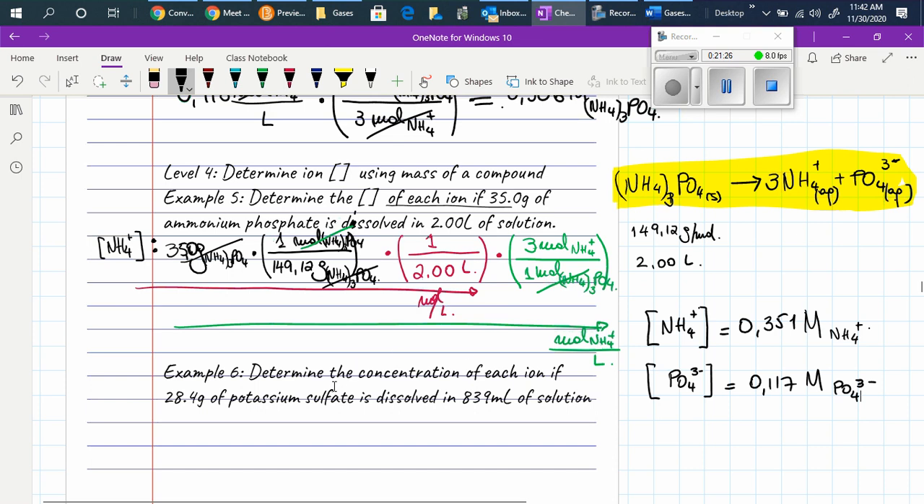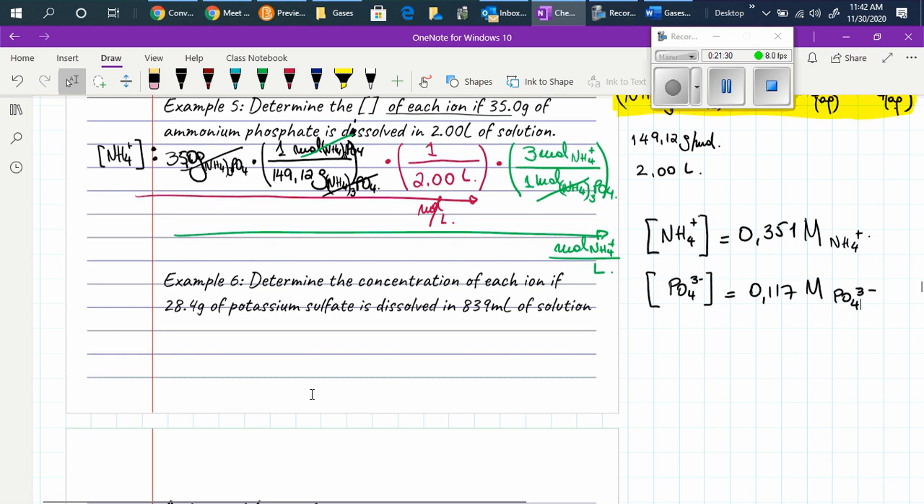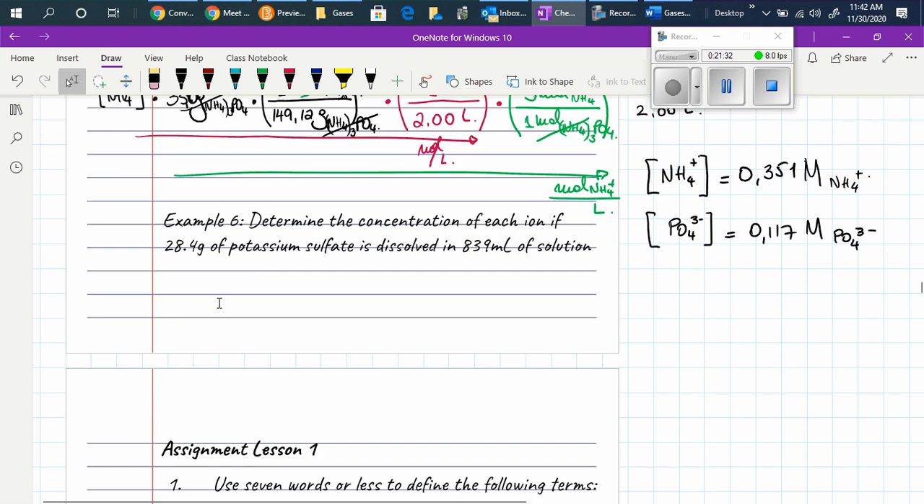Okay, let's see now. Determine the concentration of each ion when potassium sulfate is dissolved. You can try this on your own, and we will deal with it when we see each other in class.